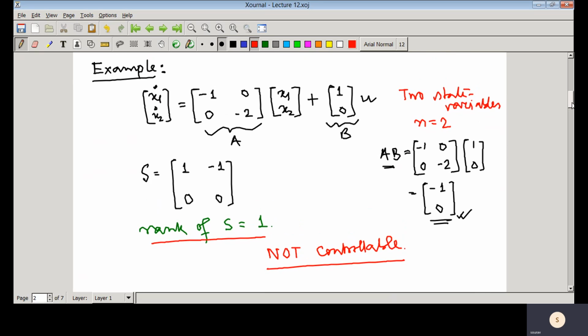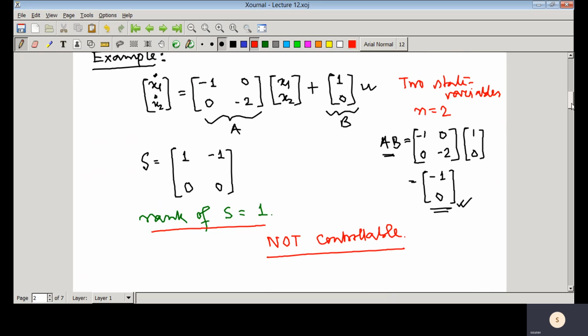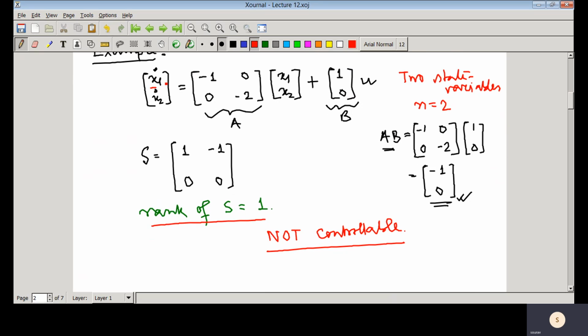It would be very clear if we draw the state diagram. You have two state equations. From here you can see x1 dot equals minus x1 plus u. This is one state equation. Another equation is x2 dot equals minus 2 x2.